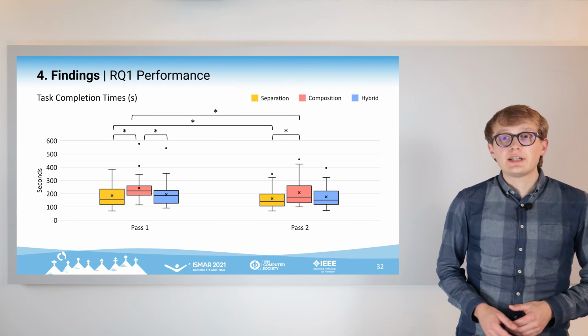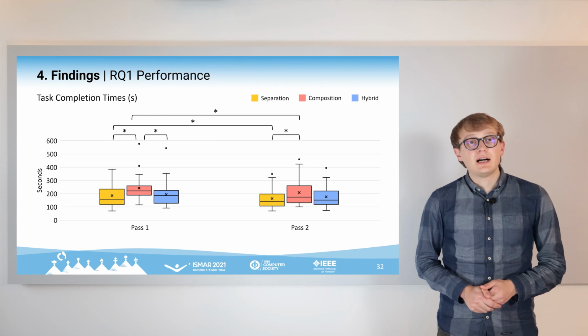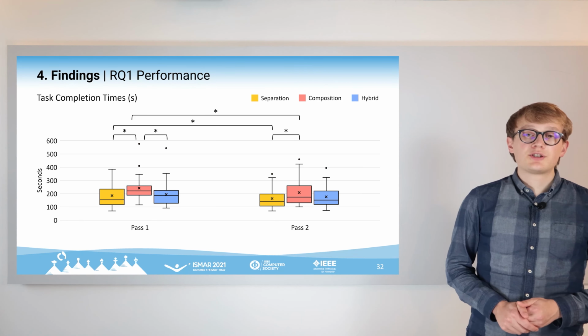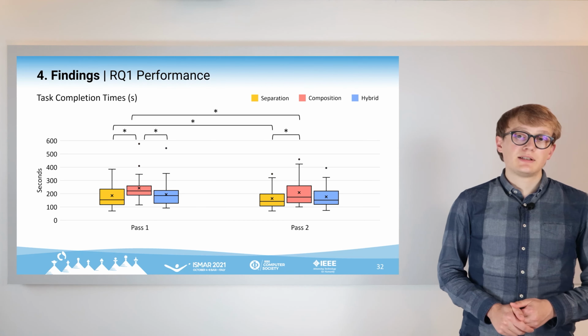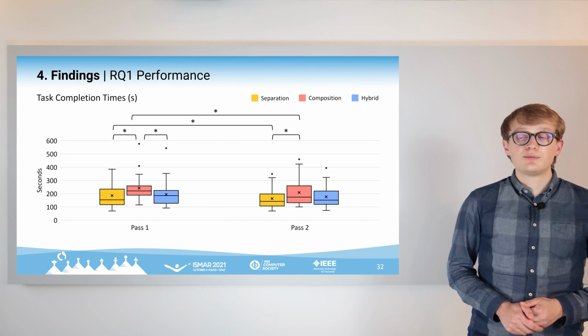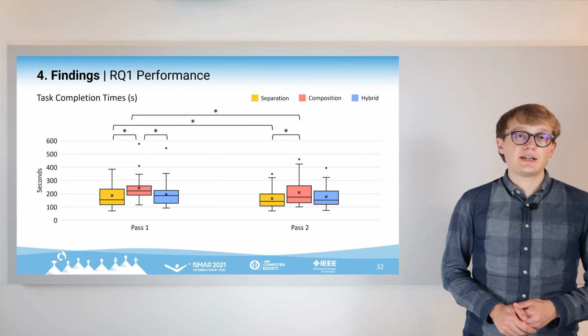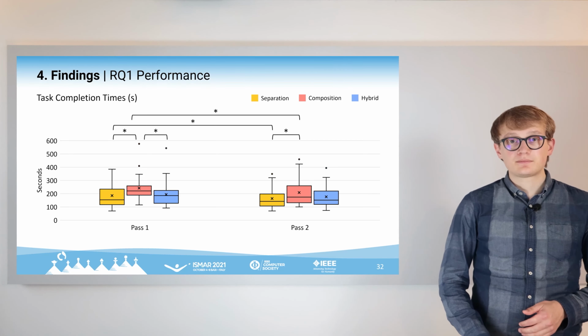An explanation for that can be found when we compare the passes with each other. Here it showed that for separation and composition, participants were significantly faster in the second pass, which means that there was no learning effect for hybrid between the passes.